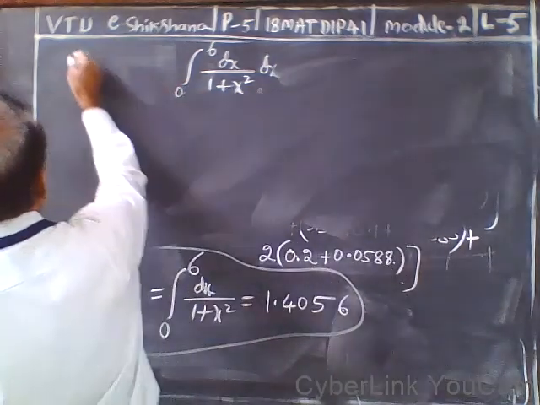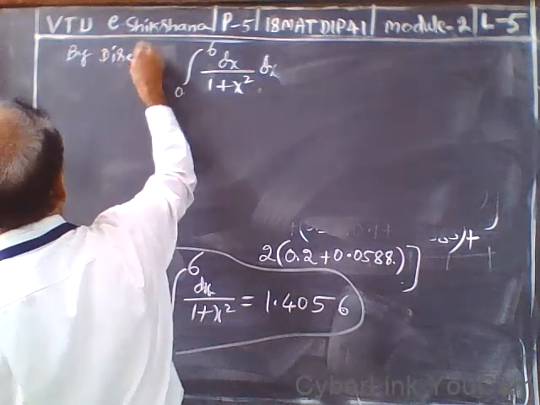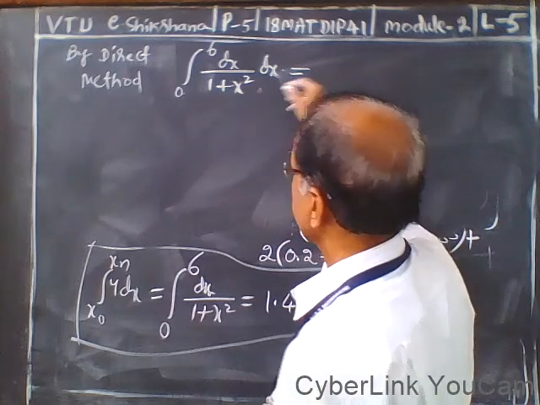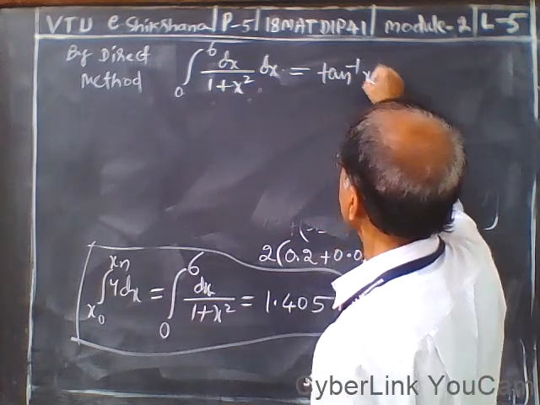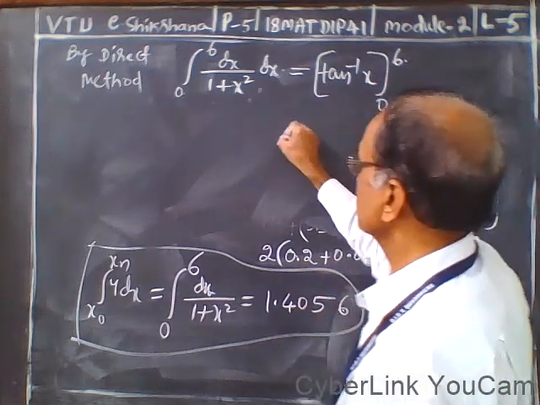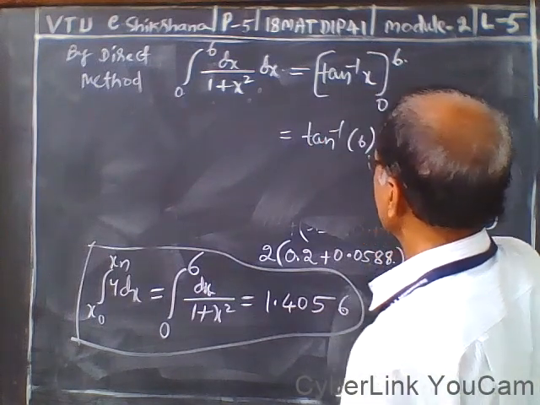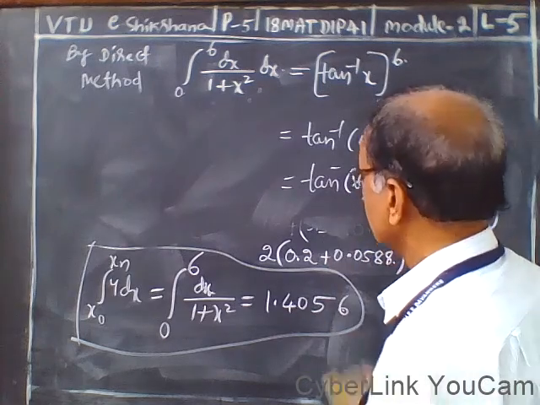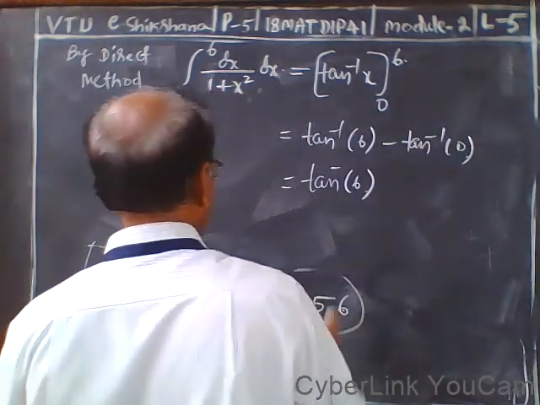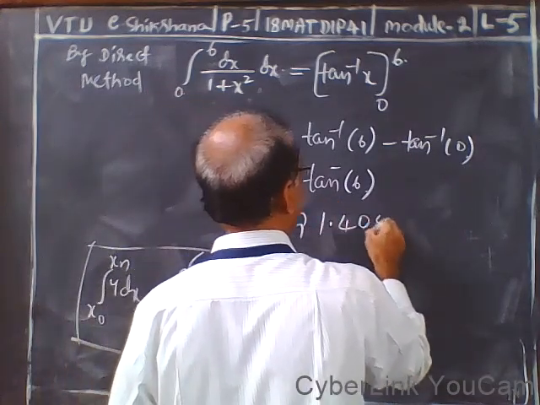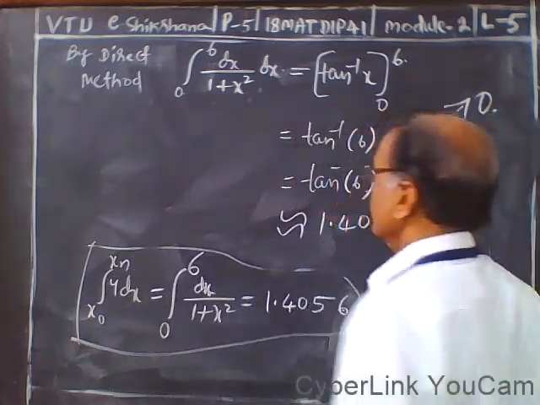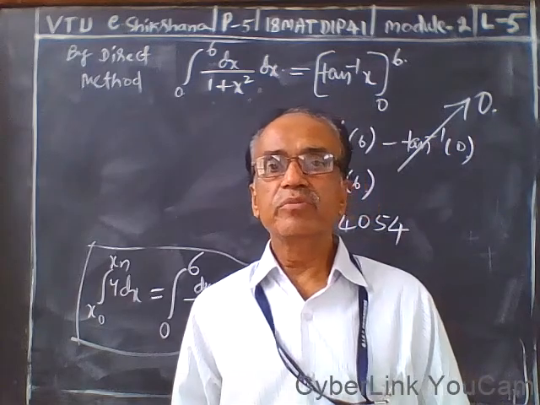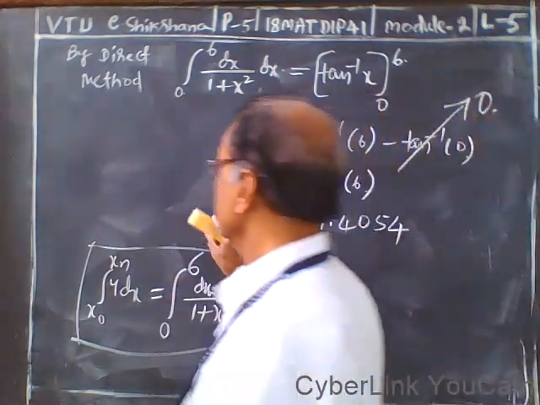Then by direct substitution, by the direct method we can integrate 1 by 1 plus x square, which is tan inverse x. Tan inverse x between 0 to 6 is equal to tan inverse 6 minus tan inverse 0. So tan inverse of 6 is the value. What is this tan inverse of 6 value? Approximately equal to 1.4054. This is the answer. Tan inverse of 0 is 0. This is almost the same, very close to the numerical method, and the analytical method also, both of them will give the same type of calculation.